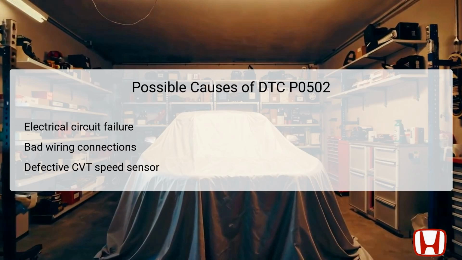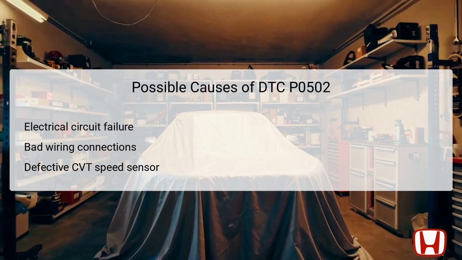The possible causes of DTC P0502 primarily revolve around electrical faults rather than mechanical failings. The first likely issue is a failure in the electrical circuit, which may present itself through damaged wiring or poor connections. Such faults can prevent proper data transmission between the CVT speed sensor and the PCM, leading to erroneous readings or a complete lack of signal.